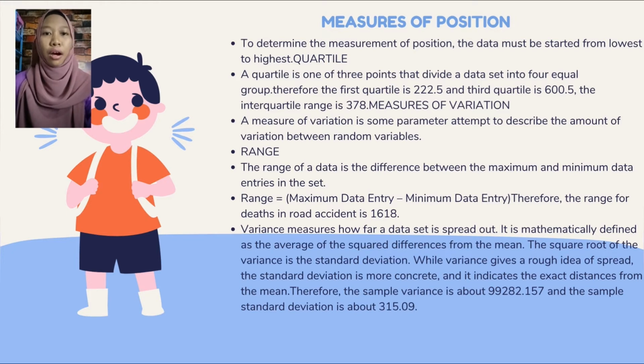Variance measures how far a data set is spread out. It is mathematically defined as the average of the squared differences from the mean. The square root of the variance is the standard deviation. While variance gives a rough idea of spread, the standard deviation is more concrete and indicates the exact distance from the mean. Therefore, the sample variance is about 99282.157 and the sample standard deviation is about 350.09.